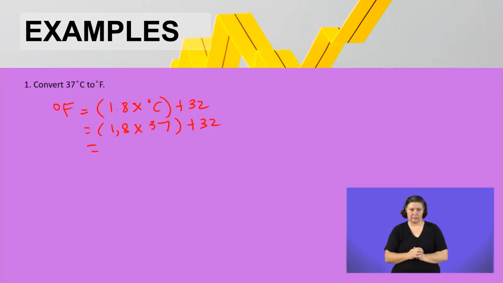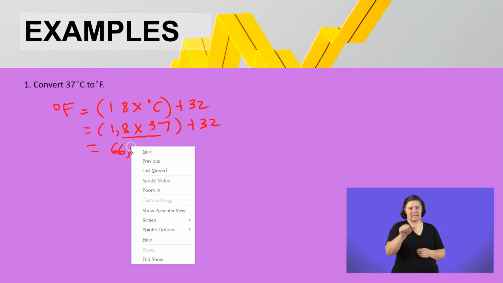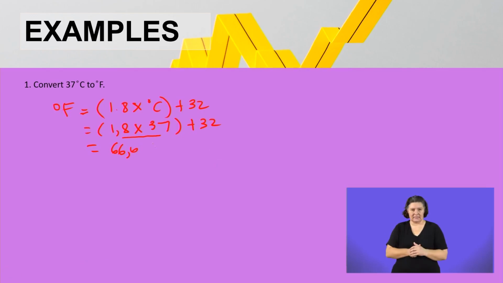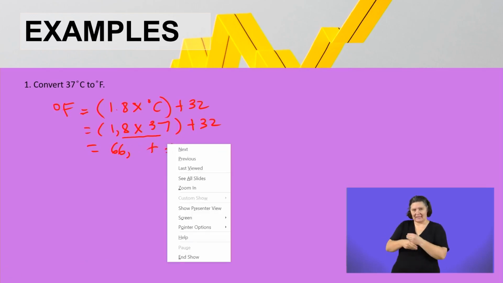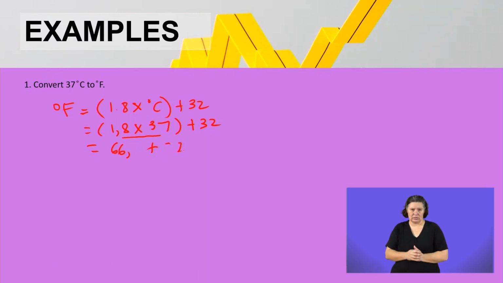Now I'm going to simplify this third step. So if I say 1,8 multiplied by 37, I should get an answer of 66,6. Right? And therefore, I'm going to add it to, my apology for that, to 32. So in all, if I add the two values together, I'll have 98,6 degrees Fahrenheit. So that's the first one where I convert from degrees Celsius into degrees Fahrenheit.